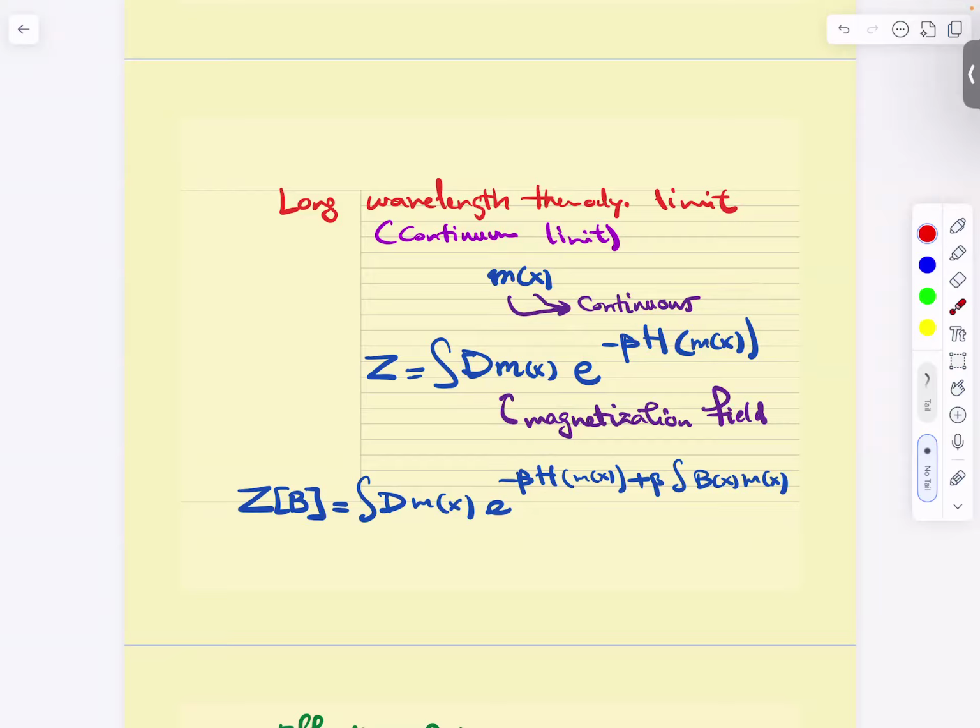Good. Now, to calculate correlation functions, recall the trick that we had. We would add a source, right? In this case, we would turn on some magnetic field. That would mean that you add this beta B m term. Magnetization couples to the magnetic field. This is a source. This plays the role of J in quantum field theory. Good. And now you have Z of B.